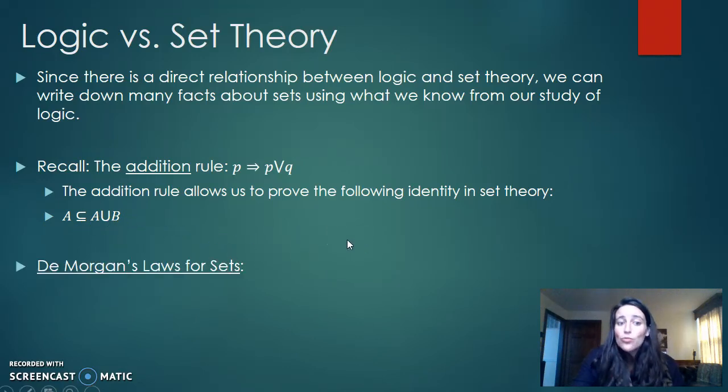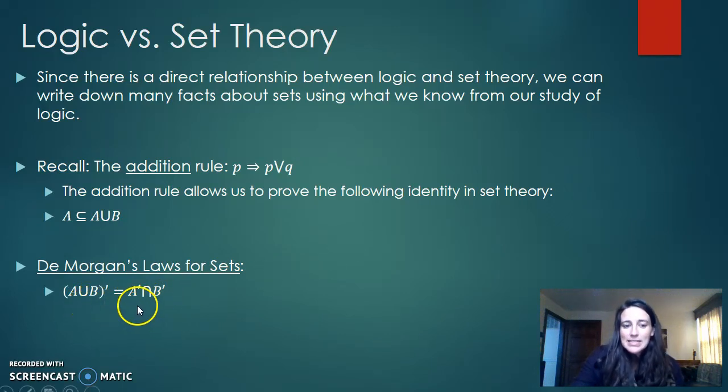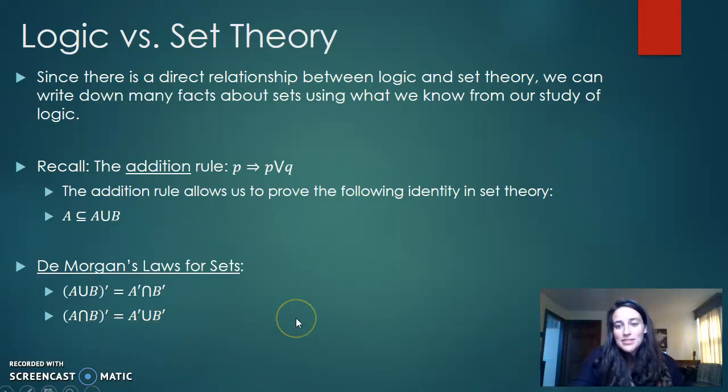We also have De Morgan's laws for sets. So the complement of A union B is equal to A complement intersect B complement. And similarly, the complement of A intersect B is equal to A complement union B complement.